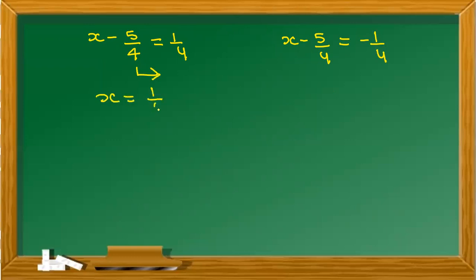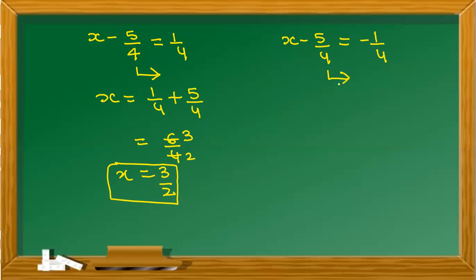So we get x minus 5 over 4 is equal to 1 over 4 and x minus 5 over 4 is equal to minus 1 over 4. Now it will go to the other side. It will become 1 over 4 plus 5 over 4, which is equal to 6 over 4. And we can simplify it and it will give us x equal to 3 over 2.